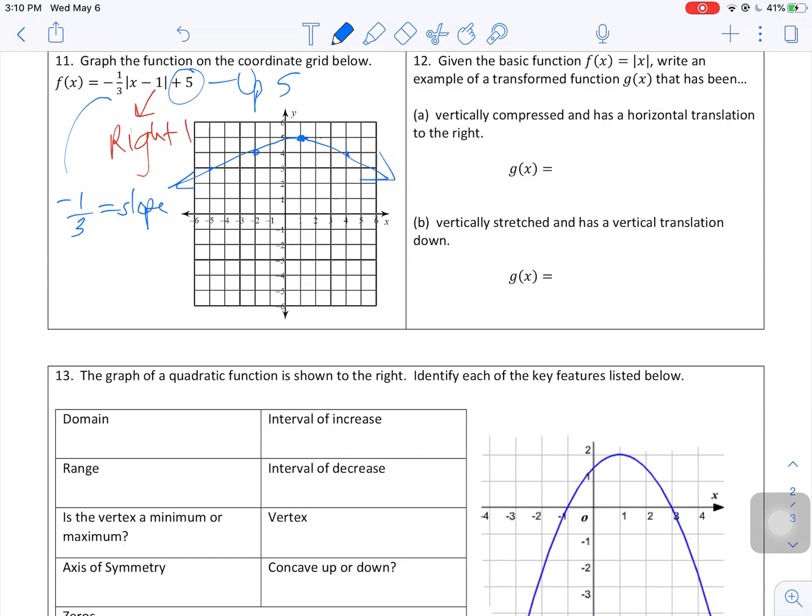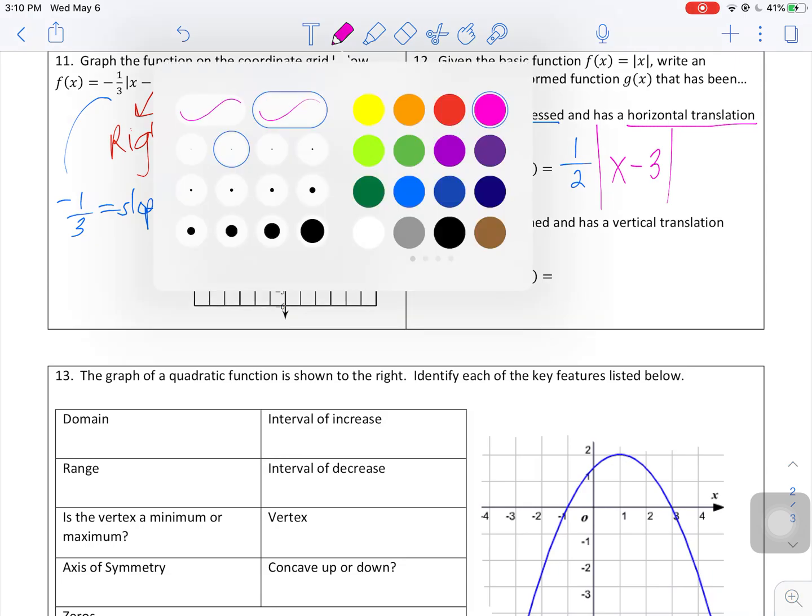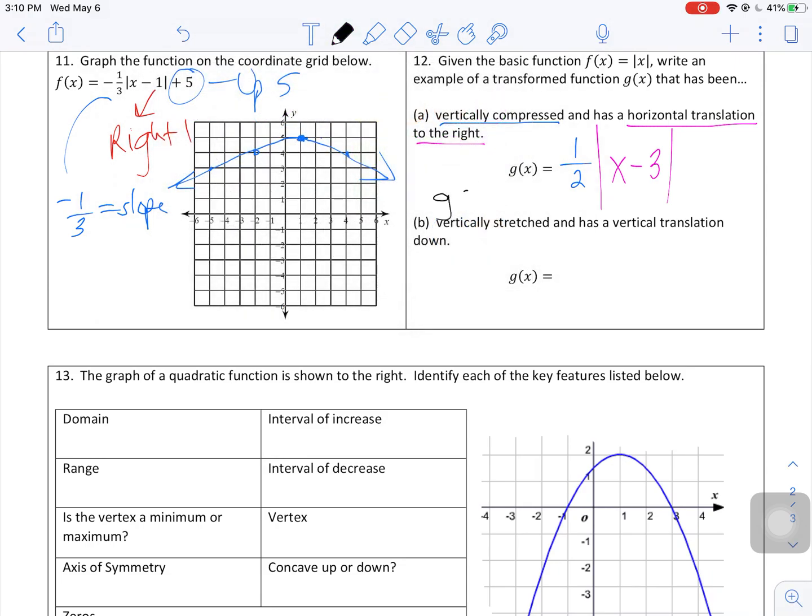On 12, we want to write an example of a transformed function that has been vertically compressed. So we can do 2 different notations. We could just do any fraction in the front, and that's the vertical compression. And then with the horizontal translation to the right, that would be inside the absolute value bars. But if you're going right, you actually want to have a minus in there.